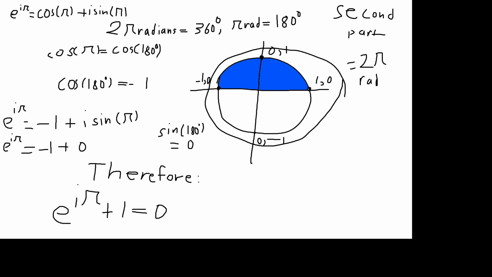So you get e to the power of i pi is negative 1 plus i sine pi. The sine of 180 is 0, because that's the y value. Now e to the power of i pi is negative 1 plus 0, which is just negative 1, and so e to the power of i pi is negative 1, and negative 1 plus 1 equals 0. Proof done.